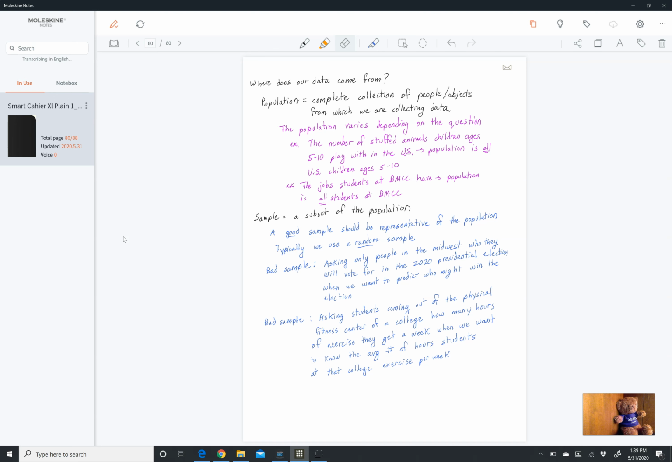In order to get an accurate representation, okay? Okay, so we talked about where the data comes from, but then we have the way that we analyze the data, okay? So what do we use to analyze data?